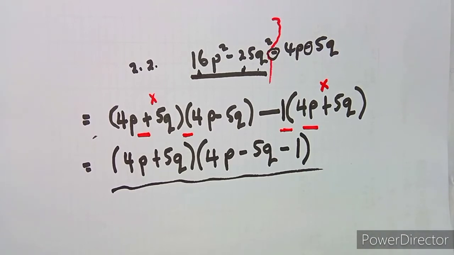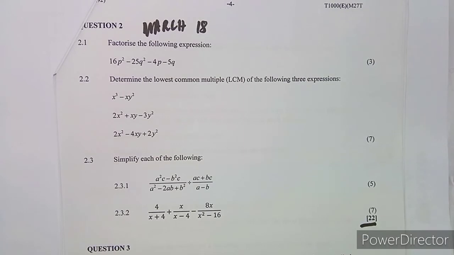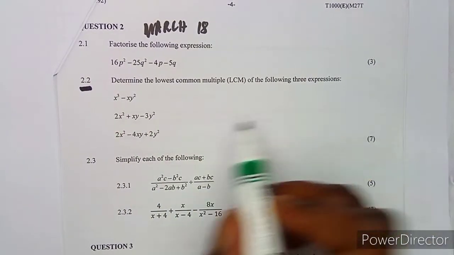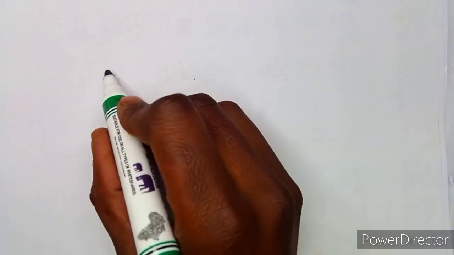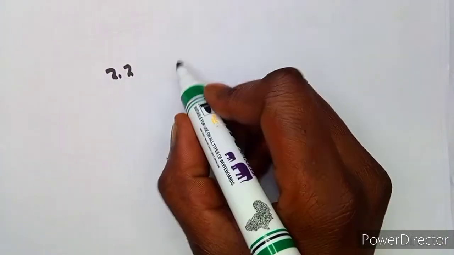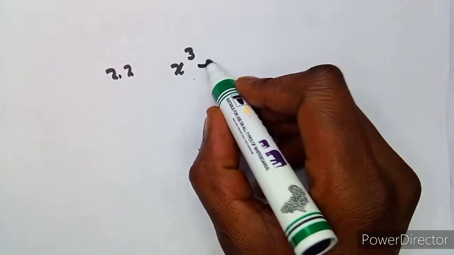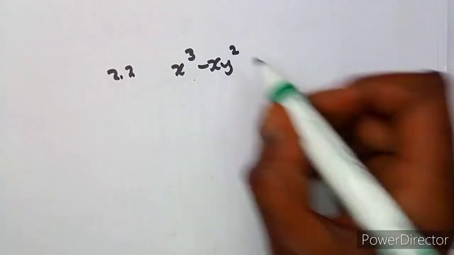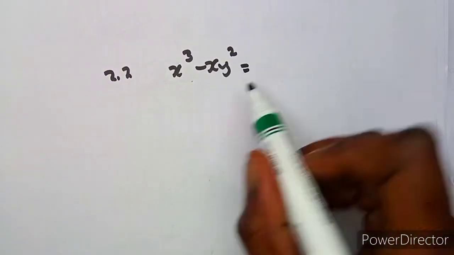As you can see, we no longer have anything that is common there, so we're just going to leave it like that. Okay, determine the lowest common multiple, which is the LCM, on question 2.2 of the following expressions. All right, these are the expressions that we need to determine the LCM. Remember, guys, to find the LCM, we need to first factorize all the expressions which are there. They have to be factorized. Okay, so let's factorize this one.